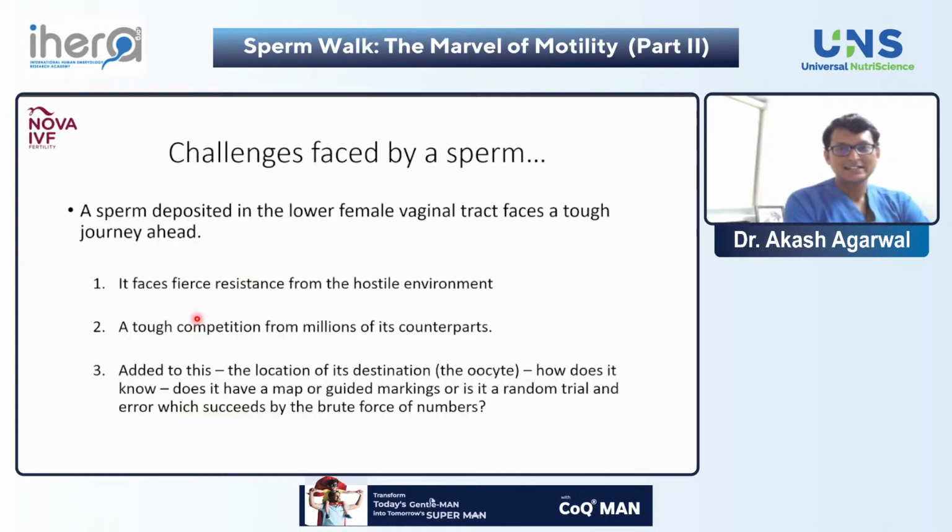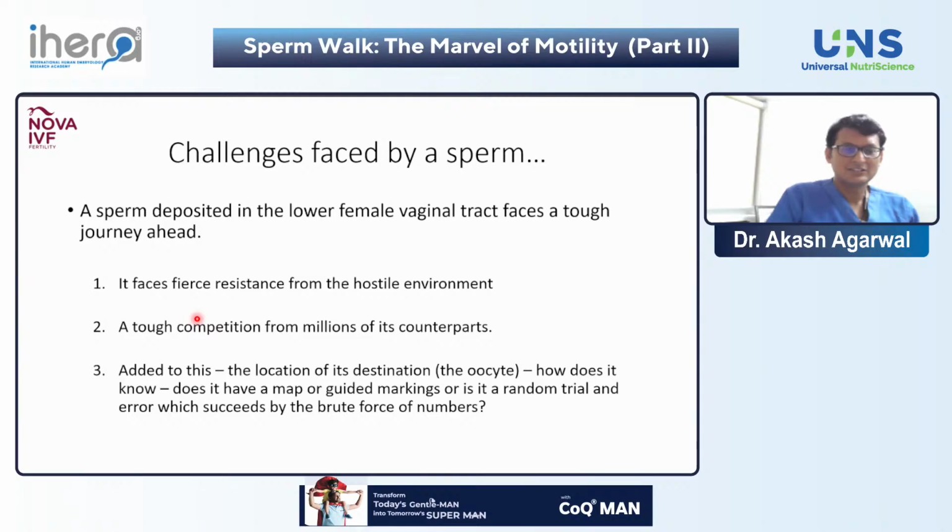So what are the major challenges faced by a sperm? First, the hostile environment: the acidic pH of the vagina, which would kill sperms if they stay for a long time. Second, very tough competition from millions of counterparts, hundreds of millions in a normozoospermic individual. And then you may have motility to go ahead, but you don't know which direction to go. So is it just brute numbers, with millions and millions of sperm, and randomly one happens to stumble upon the oviduct and fertilize the oocyte?